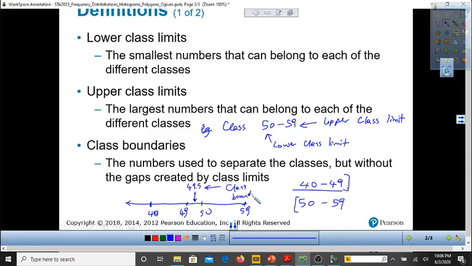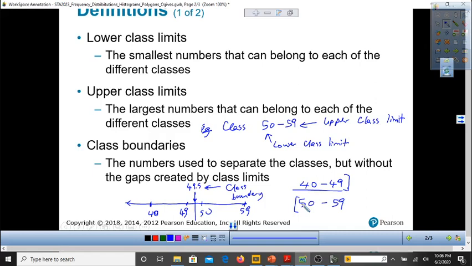Imagine that each class is a property, and the fence between the properties is the boundary. Okay? Now please note that the class boundary is not a value in the data set. The class boundary cannot be a value in the data set because it's supposed to be between two consecutive numbers that could possibly be in the data set. If the class boundary could be in the data set, then we are not setting up our classes correctly. So the class boundary is not a value in the data set. It's halfway between two possible values in the data set.